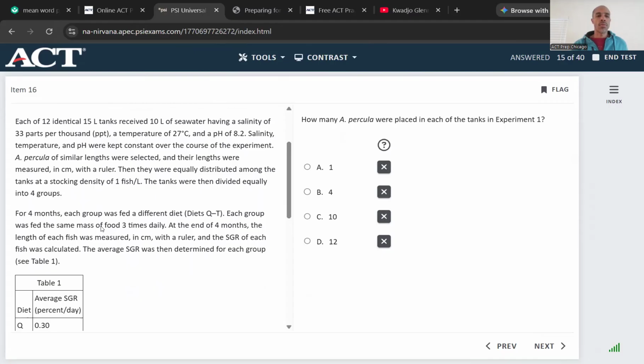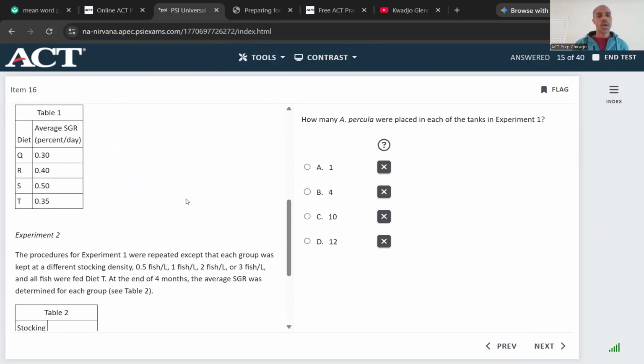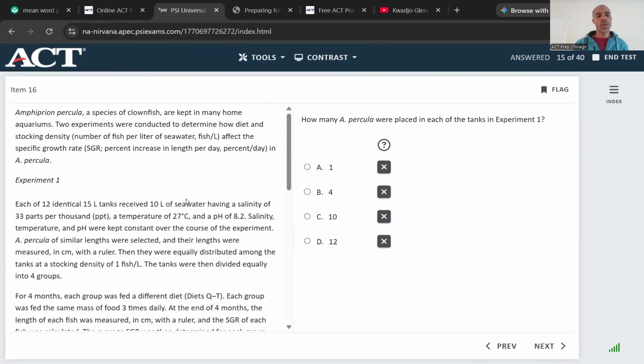Tanks were then divided equally into 4 groups. They were fed the same mass of food 3 times. At the end of 4 months, the length of each fish was measured. Average SGR per day. How do we know how many? They didn't say.